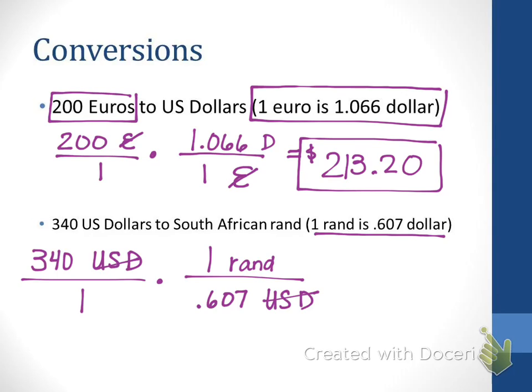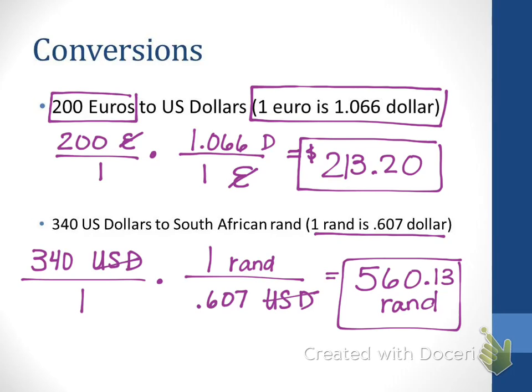Got a pretty large decimal number, so I want to round to the nearest hundredth, and I get 560.13 rand. And that is my answer. So see, that way, you always know, okay, I divide or I multiply.